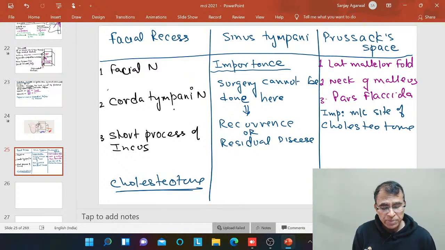So these are the three spaces in the ear. Two in the posterior wall, one on the tympanum. See, one of the boundaries of prosaic space is pars flaccida. So obviously that proves that it is related to the tympanic membrane. Right? So that's a logical thing.